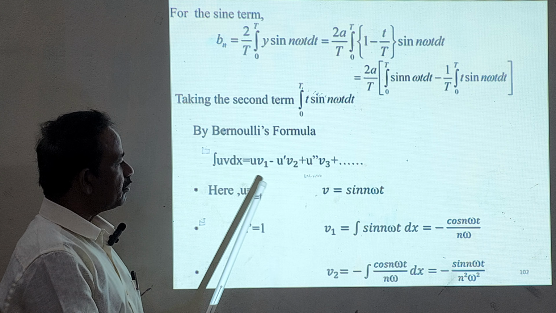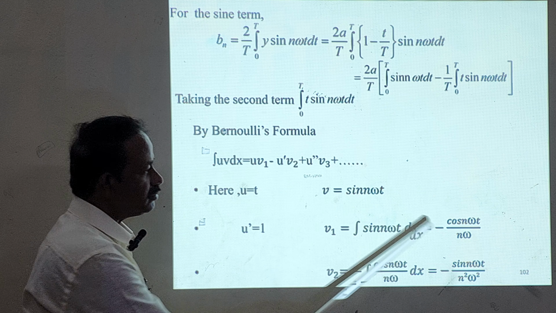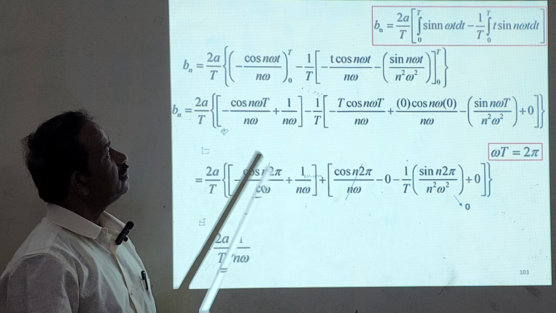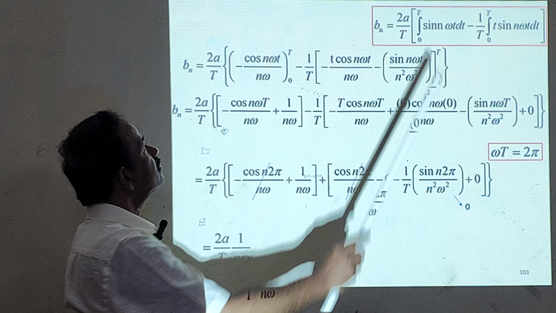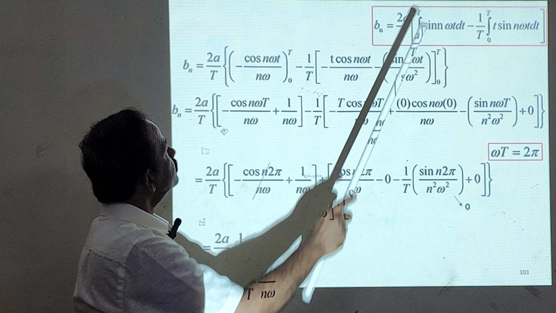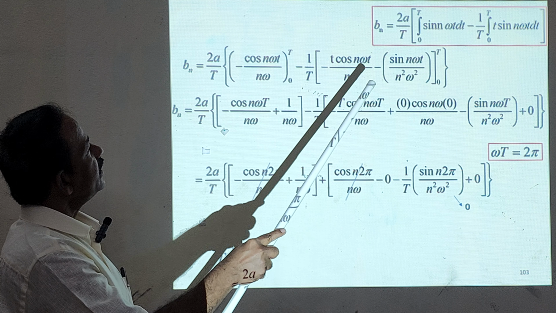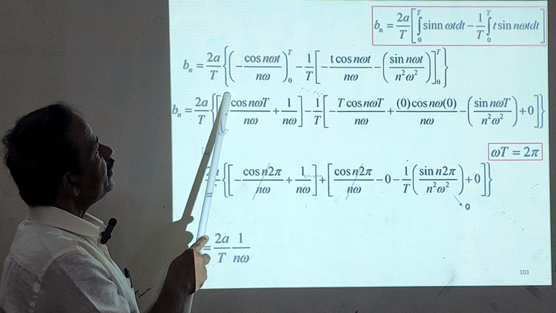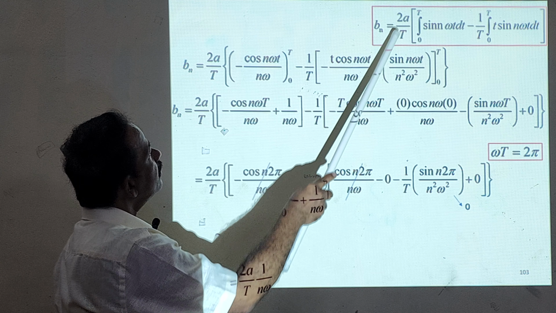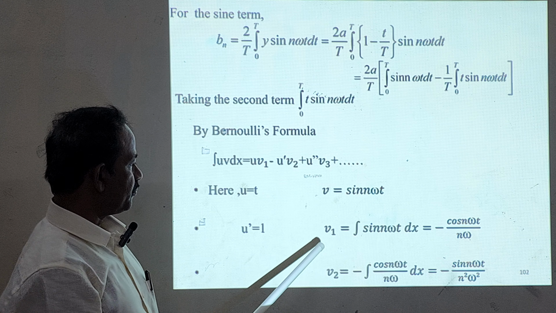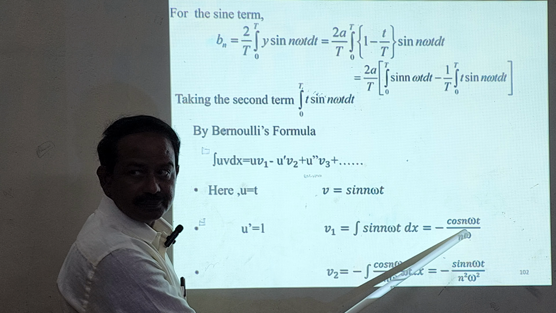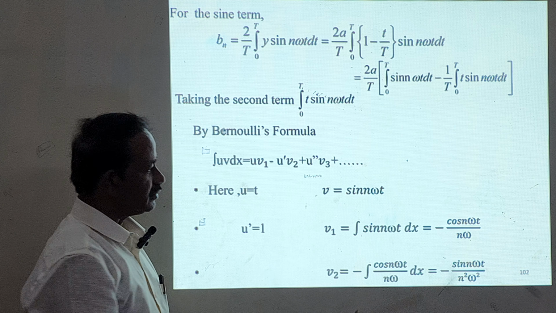Now using Bernoulli's formula, you have to multiply these two terms and these two terms. So this is for the second term. What was the first term? First term is 0. So the second term becomes 2A by T. This multiplied by this term.